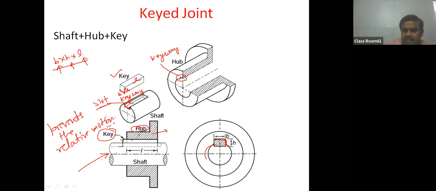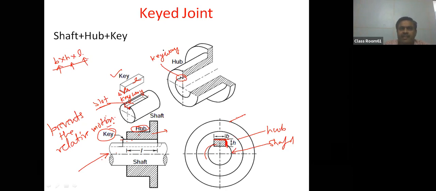So this is the width of the key, and this is the height or thickness of the key. This circle represents the shaft. This circle represents the hub, and this circle represents the outer diameter of the hub. This is the inner diameter of the hub, and this is the outer diameter of the hub. So I think this is clear.